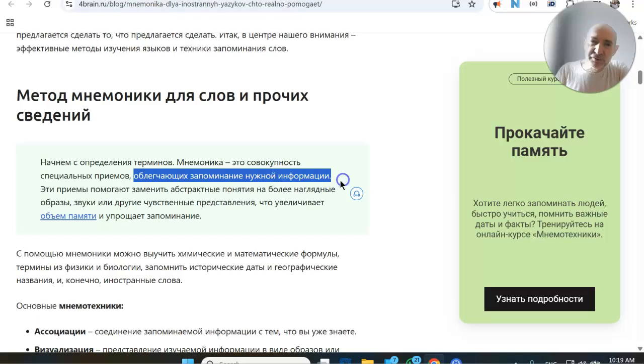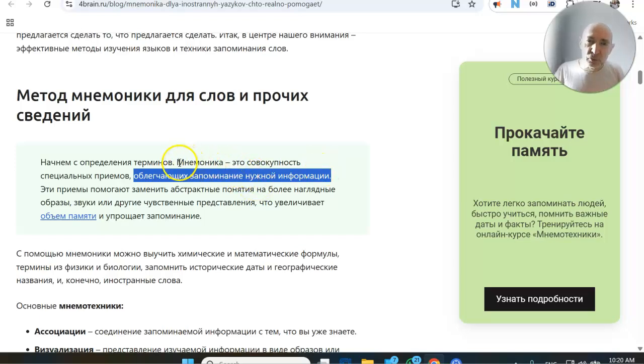Облегчающих запоминание нужной информации. Облегчающих is an adjective, облегчающий, something that makes something else easier. Therefore, приемов, облегчающих запоминание нужной информации, we'll translate as methods that make easier the remembering of the necessary information. Запоминать means to remember, запоминание, remembering. Because нужно, you probably know, нужный means necessary.